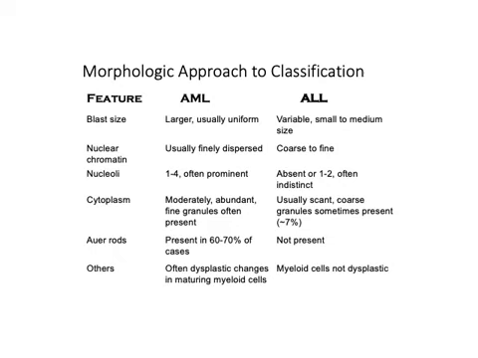While the lymphoblast may have variable size from small to medium, they have coarse chromatin material with absent or indistinct nucleoli. The cytoplasm is usually scant. Coarse granules may be present. Auer rods are of course absent, while the rest of the myeloid cells, the red cells and the megakaryocytes, will not demonstrate dysplastic changes.